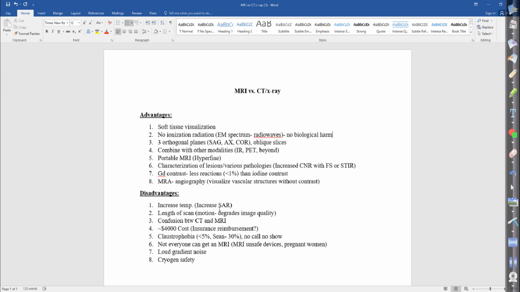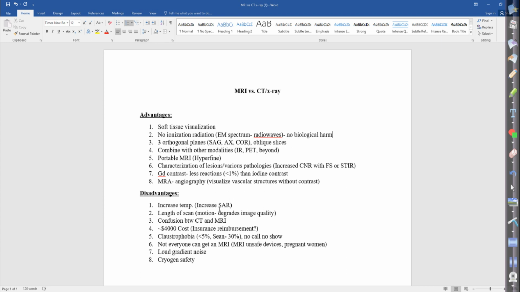MRI is now being combined with other modalities, and we see this at Emory. We have an MRI IR suite at the main hospital here. We have a PET MRI scanner at Winship. And who knows what else we're going to start to combine. Right now we have nuclear medicine and IR already working with MRI guidance to better visualize those areas they're delivering treatments to in real time.